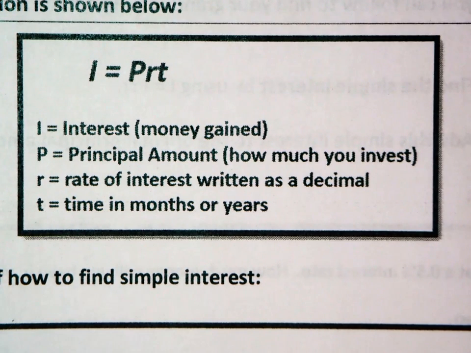Today, following the quiz, you worked on a worksheet that gave you a lot of guided help on solving simple interest problems. And when you're dealing with simple interest, we have the following equation. I equals PRT. I represents interest. P represents the principal amount, or how much money you began with. R represents the rate of interest, which we need to have written as a decimal. And T represents the time, typically in months or years.